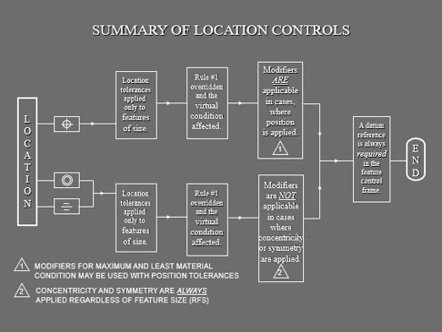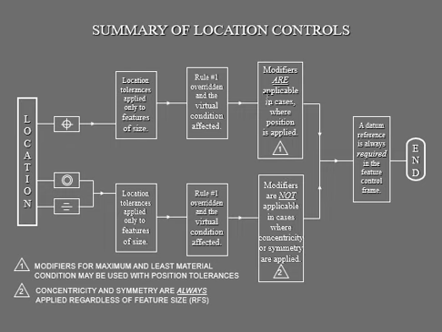Here modifiers are applicable, but for concentricity and symmetry, your modifiers are not applicable. That's your second scenario right there. The legend is right here. Number 1, the little triangle right there, is telling you the modifiers of maximum and least material condition may be used with position tolerances. And the second one is here: concentricity and symmetry of all of the features on your part always apply regardless of feature size, your RFS. So make sure you know that difference.